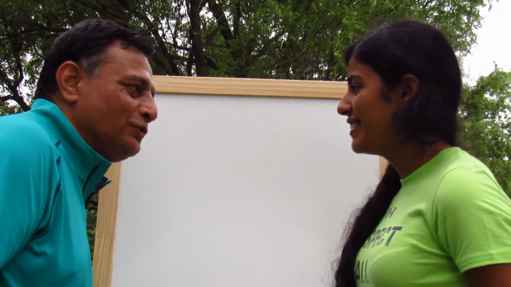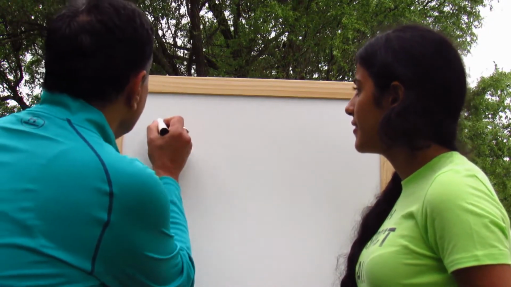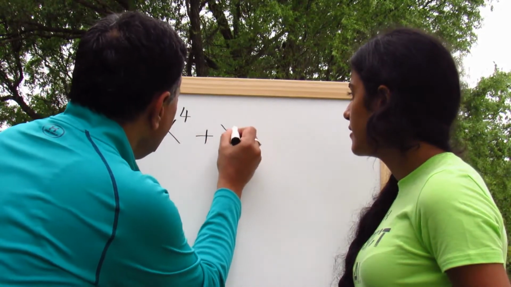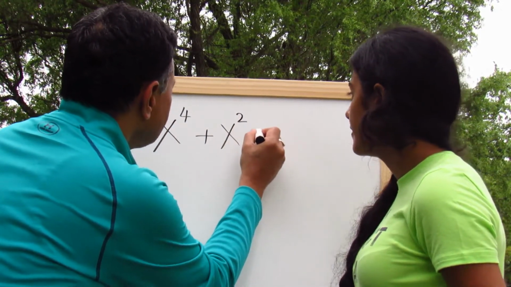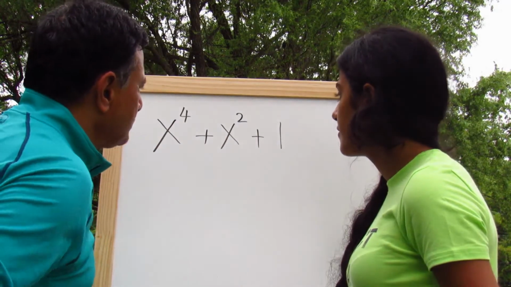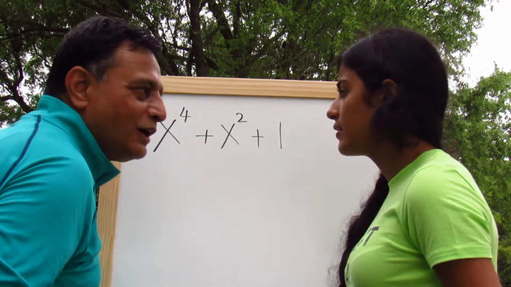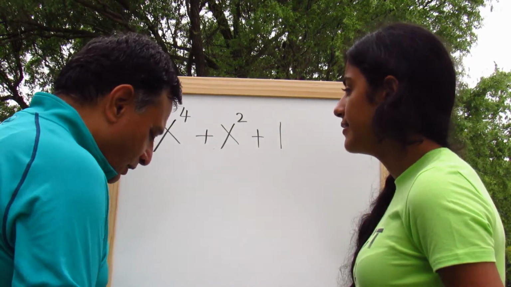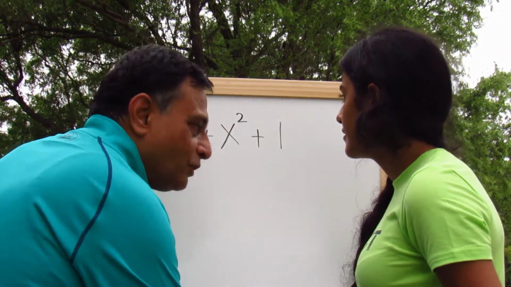So here we are at the board, Gurmeen. Let me show you how to factor the unfactorable. Let's take that example: x to the power of 4 plus x squared plus 1. As you know, 1 has only the two factors 1 and 1. You don't get 1 here. Now, how to do it? That's what we learned.